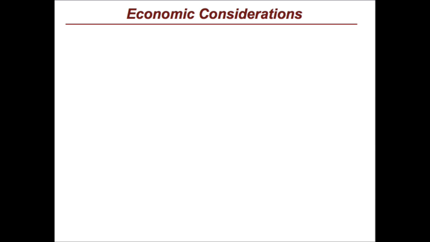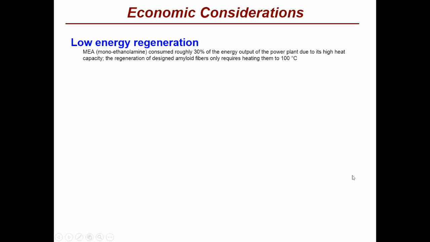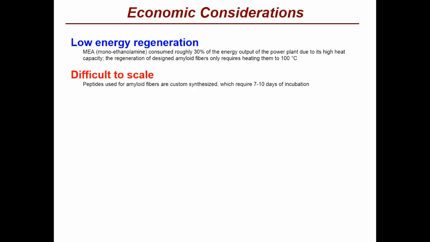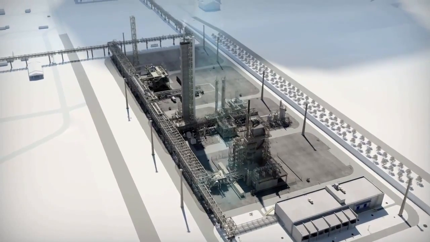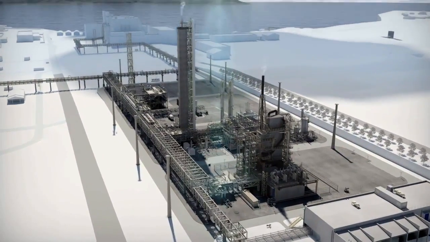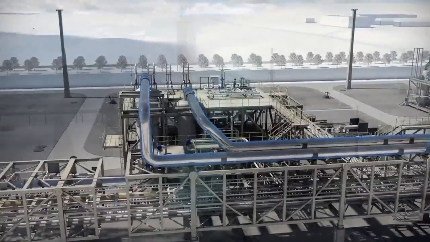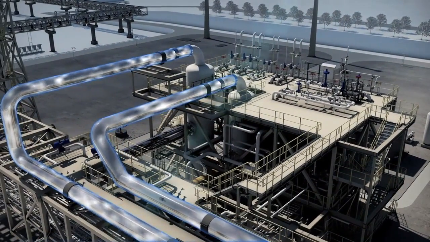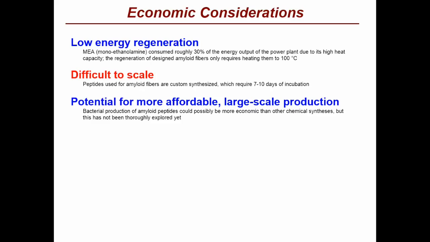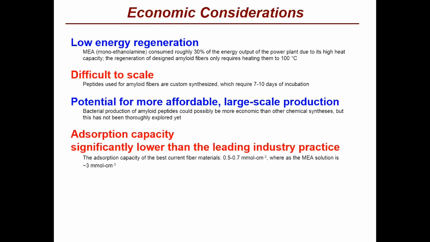As mentioned before, the regeneration of the fibers only requires heating them up to 100 degrees C, which is much less energy intensive compared to what MEA would need. However, it's difficult to scale because they're all custom synthesized. They take 7 to 10 days for incubation. However, there's still potential for more affordable, large-scale production if you were to incorporate bacteria in the production stages. But still, absorption capacity is significantly lower than the leading industry practice, which is MEA.